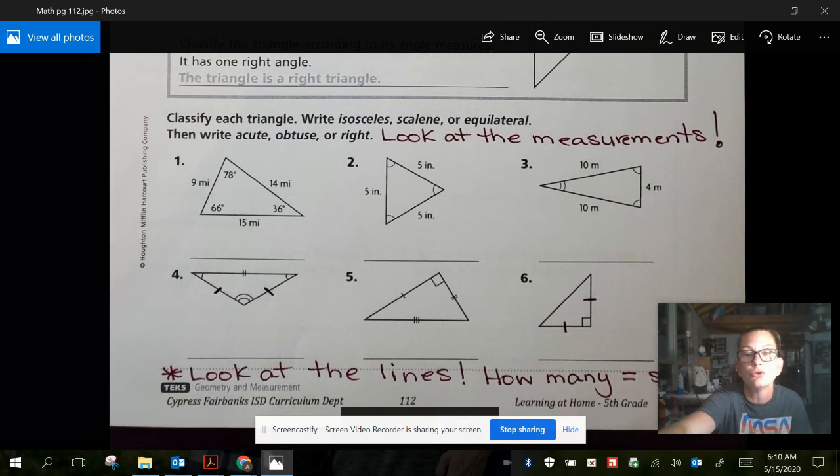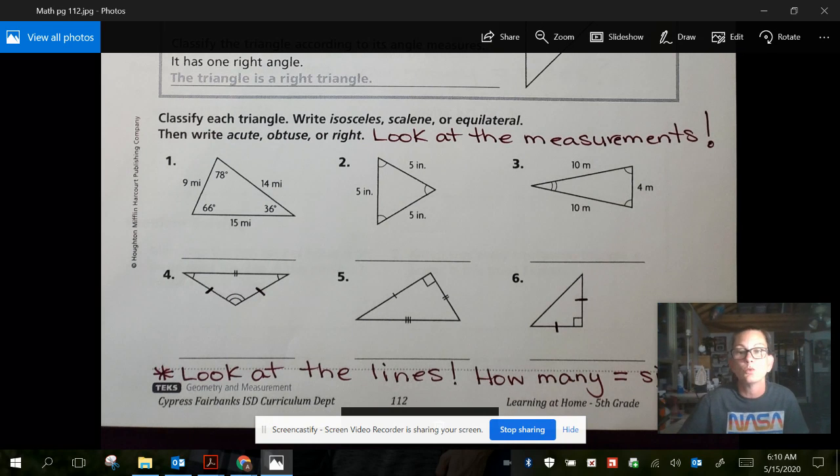You are going to do that with every single one of these. These give you measurements. Down here, you've got those little hash marks or those lines that tell you. For example, number 5, do you have any equal hash marks? Nope. Number 6, how many equal hash marks do you have? You have 1, 2, so that means 2 equal sides.